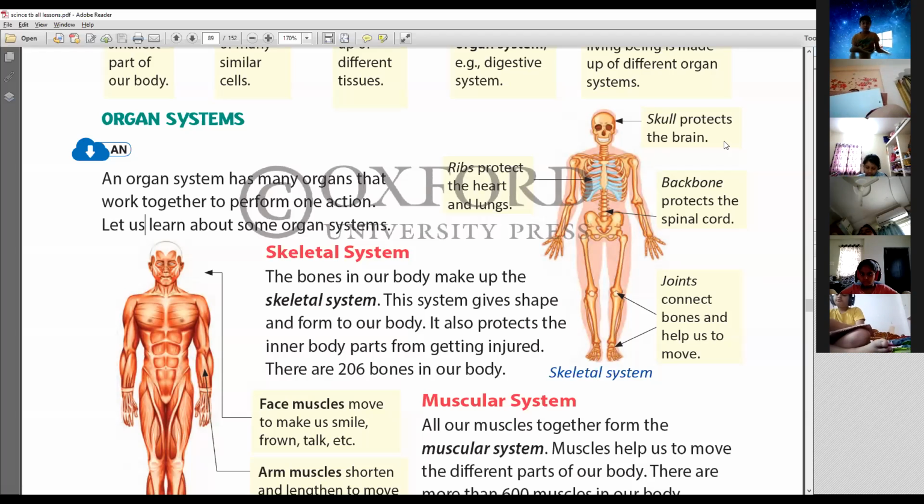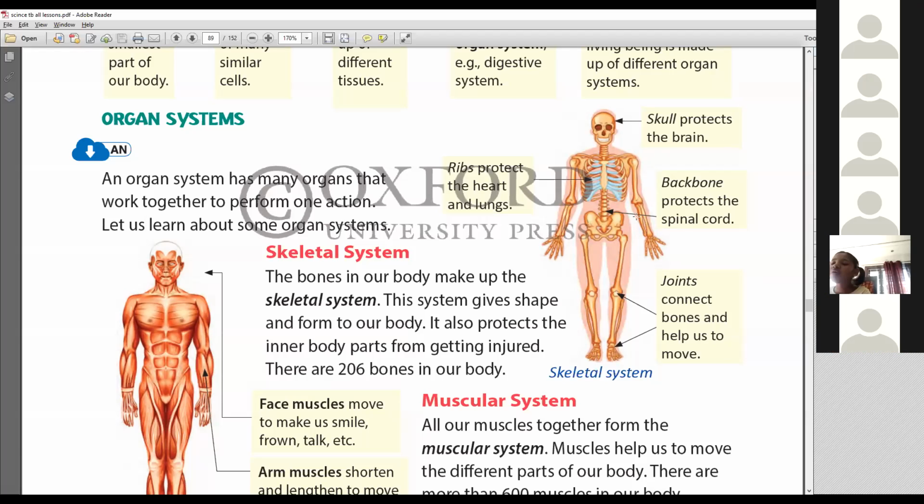So an organ system has many organs. If we don't eat properly also, exactly. If we don't eat properly, if we don't have... Jaswant Naga, please concentrate.